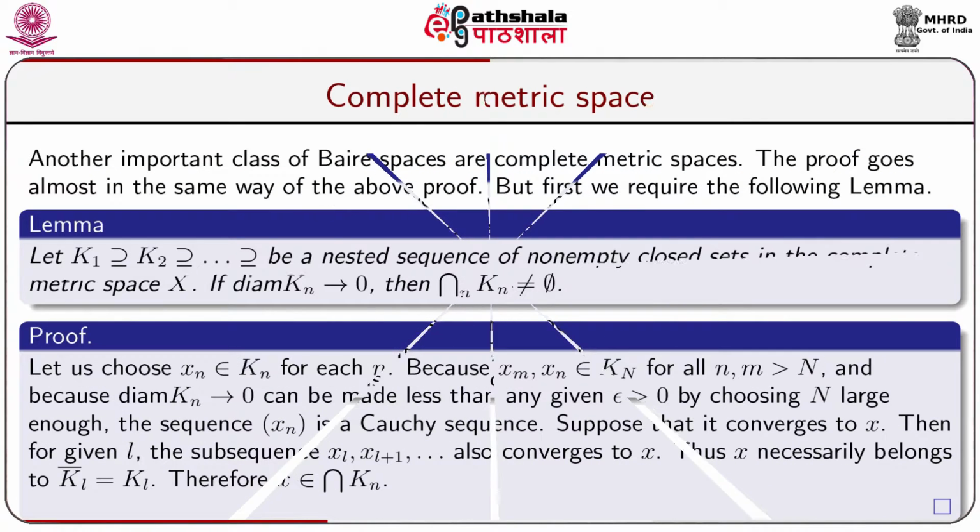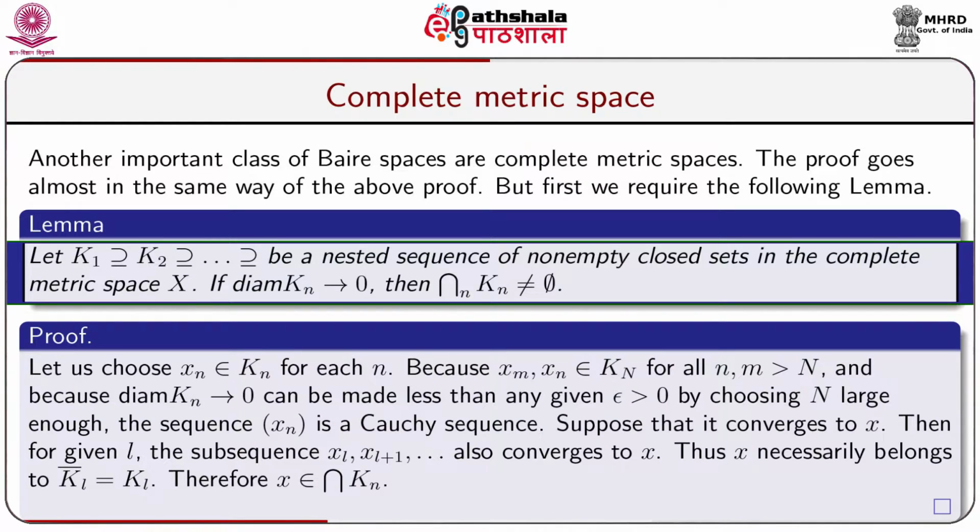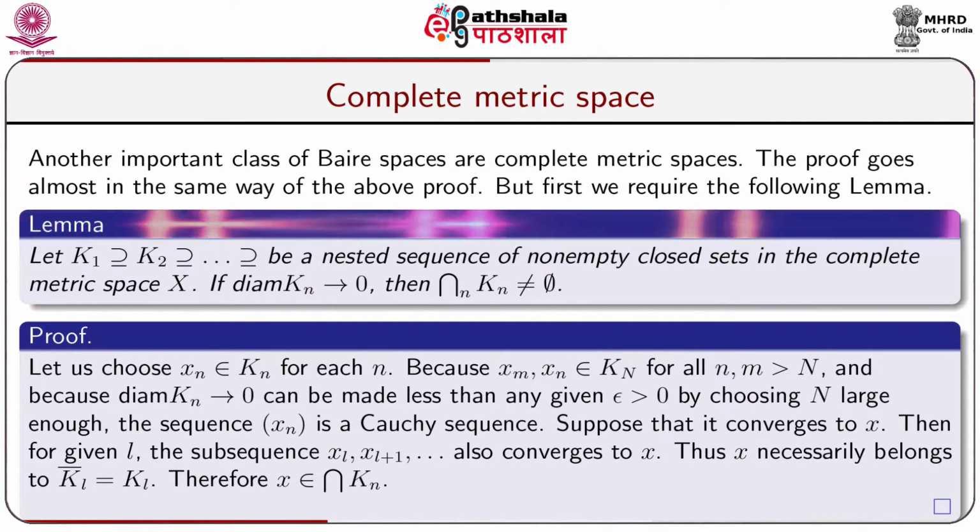Next, we shall prove that complete metric spaces are also Baire spaces, as I have claimed in the introductory discussions. But to prove this, we require the following well-known lemma: let K1 contains K2 contains and so on be a nested sequence of closed sets in a complete metric space, then if diameter of Kn tends to 0, then intersection of Kn is non-empty.